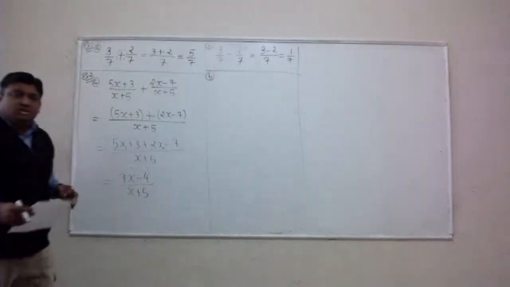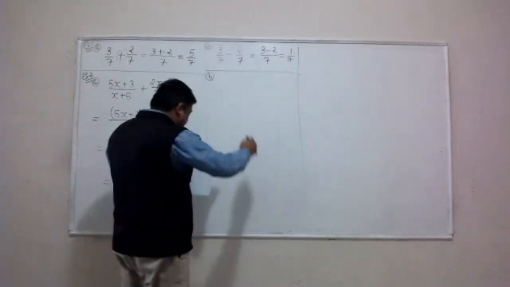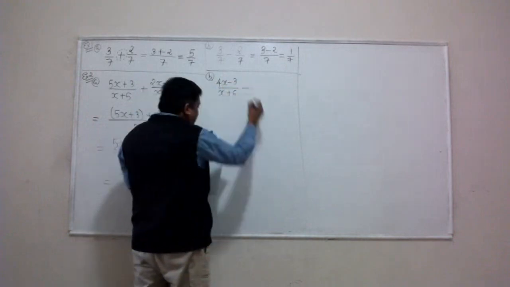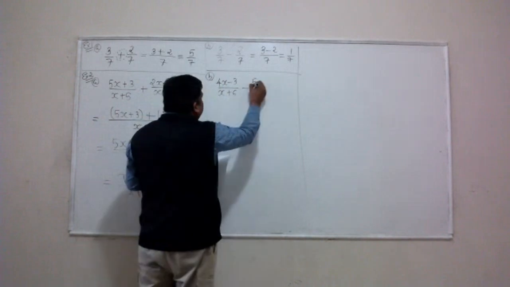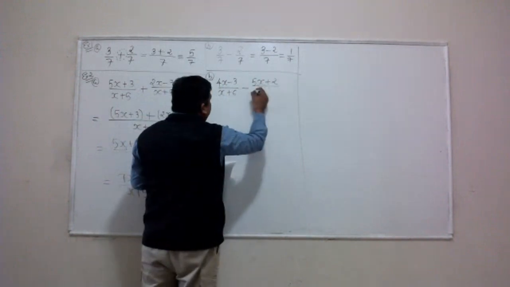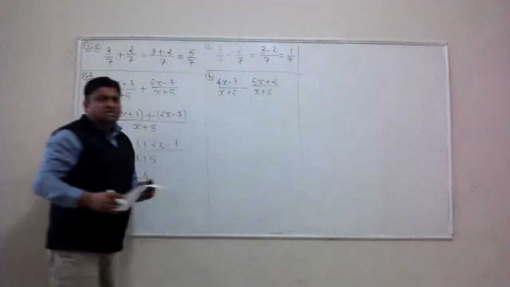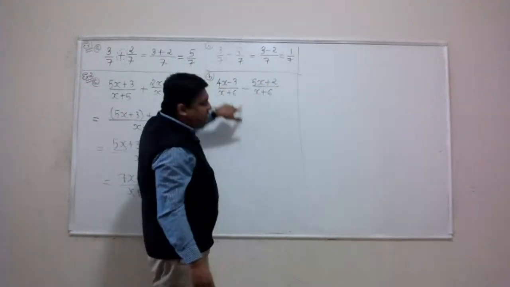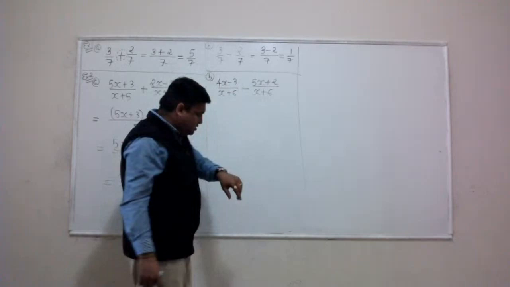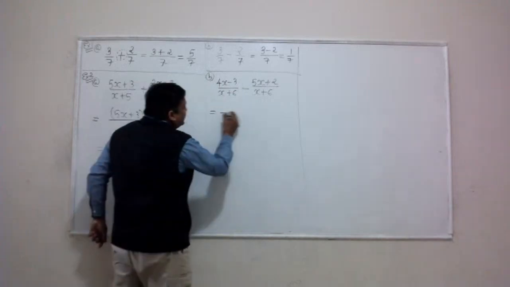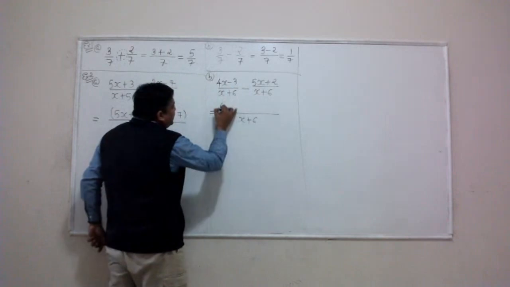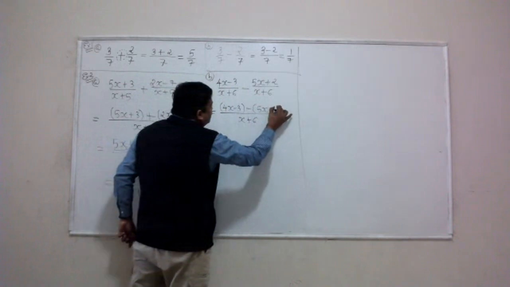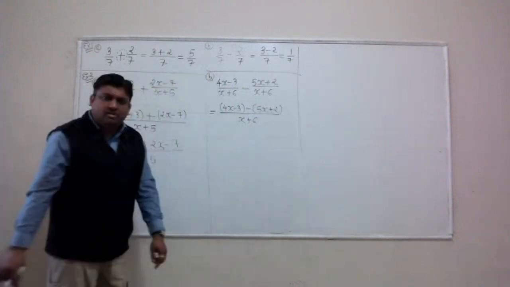Sub-problem B in the second problem. Look, I have (4x - 3)/(x + 6) minus (5x + 2)/(x + 6). Similar situation, right? Subtraction of two rational expressions with the same denominator. All right, what do we want to do? Well, write x + 6 as a common denominator, and then we try to perform subtraction on the expression sitting in the top.